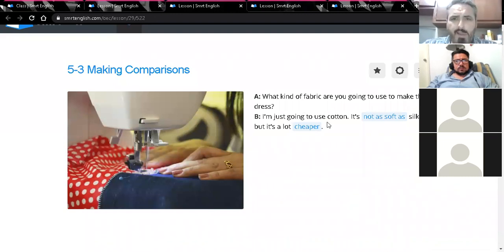What kind of fabric are you going to use to make the dress? I'm just going to use cotton. It's not as soft as silk, but it's a lot cheaper.